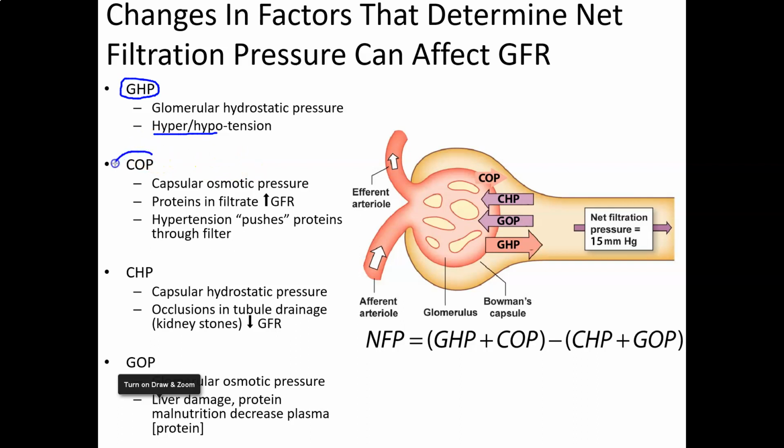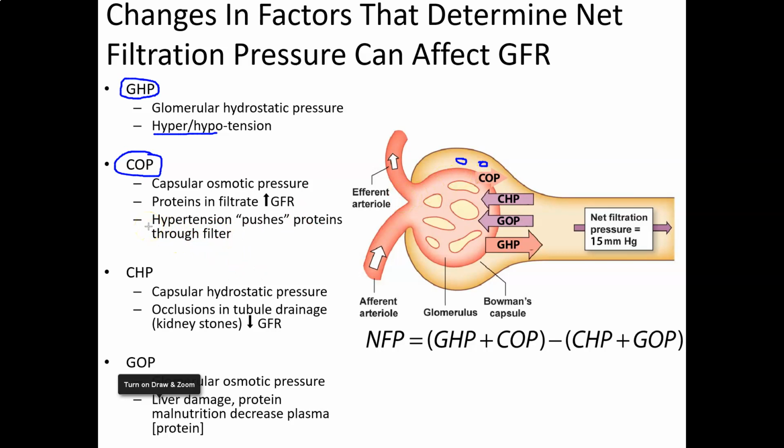COP is the capsular osmotic pressure. And the capsular osmotic pressure, again, is the pressure due to proteins. Since normally proteins shouldn't be there, there's not much of an effect of it, as I said before. So that would be proteins sitting out here in the capsular space. They normally shouldn't get through the wall.